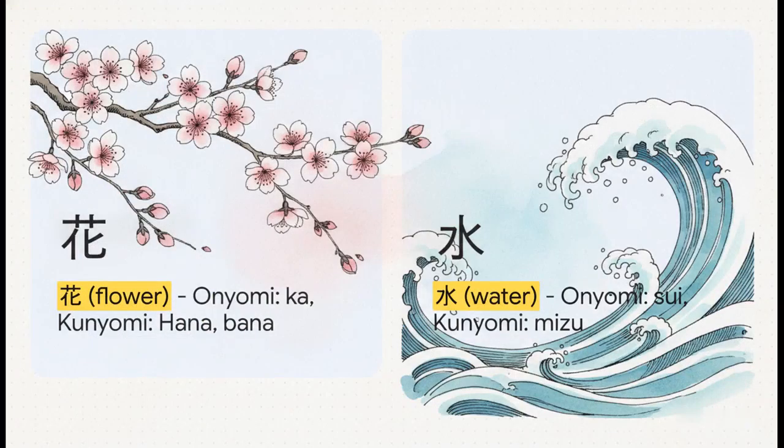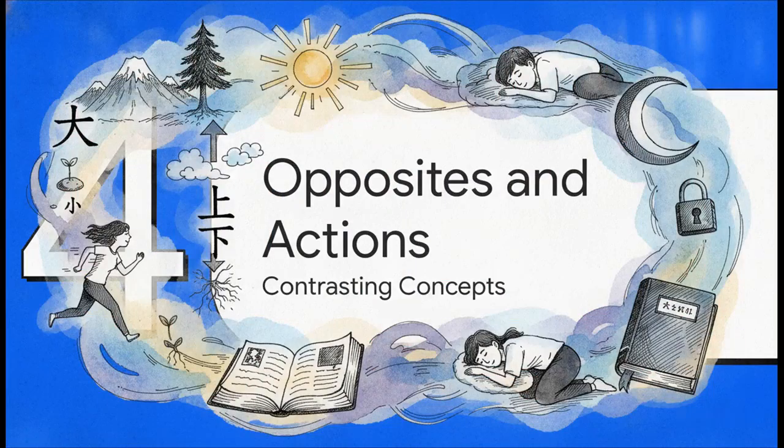I just absolutely love how elegant these two characters are when contrasted side by side. First, we have the kanji for flower. Its onyomi is ka, and its kunyomi is hana or bana. Now look at the essential element of water. Its onyomi is sui, and its kunyomi is mizu. By pairing a physical object in nature, like a delicate flower, with the element it literally needs to survive, water, you're creating this powerful visual association. It makes recalling their readings, ka, hana, sui, mizu, so much more intuitive. Let's move on and see how this builds.